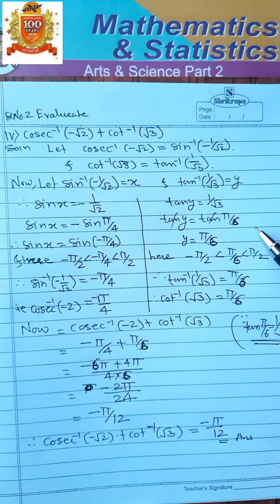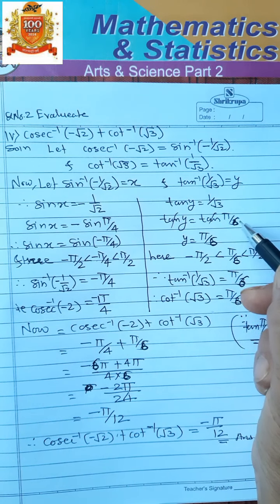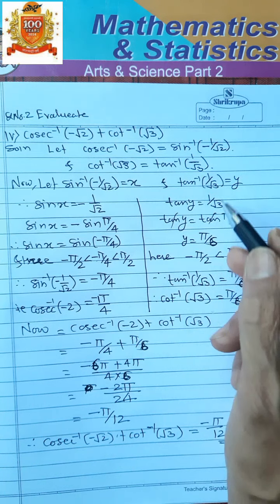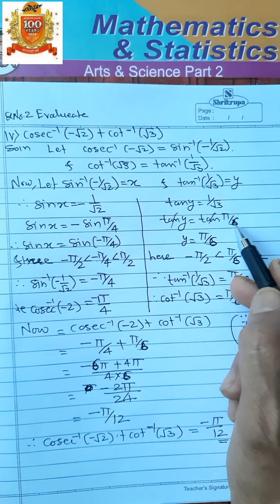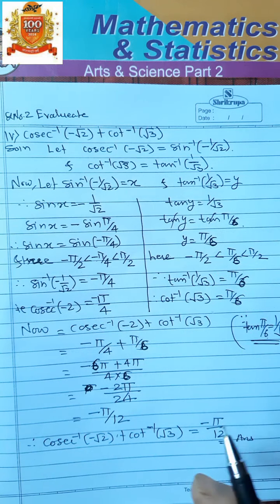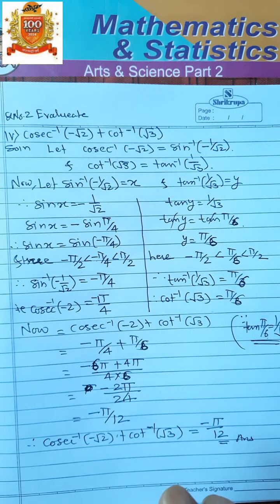Here I have made a mistake. Tan pi by 6 is equal to 1 upon root 3. Therefore, instead of 1 upon root 3, we can write tan pi by 6, not pi by 3. Isn't it? In this way, we can complete question number 2.